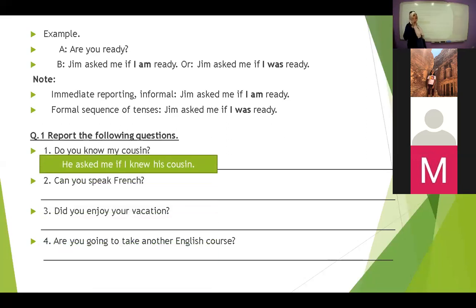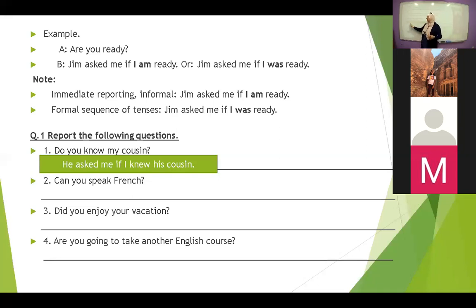Be careful with the pronouns. Very smart, Muhammad. Muhammad paid attention to the pronoun. My cousin becomes his cousin. Try to understand the meaning of the sentence. Ali is talking to Muhammad. Ali asks Muhammad, "Do you know my cousin?" Ali asked Muhammad if he knew his cousin.